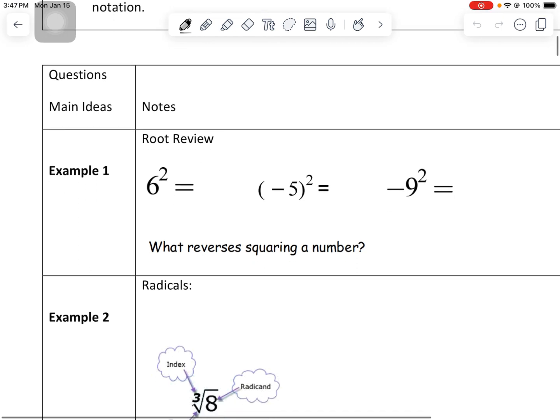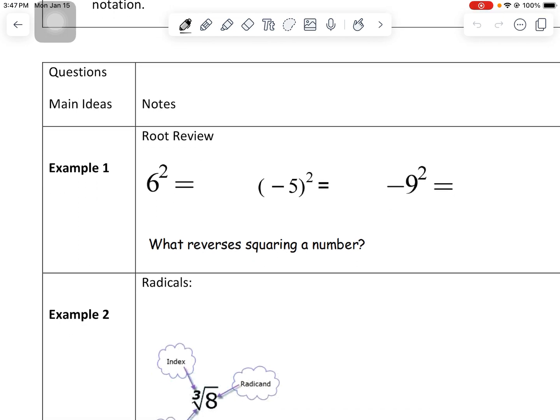So note we have 6 squared is equal to, we know that that's just 6 times 6, so we would get 36 for our answer. Now notice the difference here on these next two. We have a negative 5 in parentheses, and then we have negative 9 squared. So the difference is, when you have it in parentheses, the square is affecting everything inside of the parentheses. So this is actually the same as negative 5 times negative 5, or you can put them in their own parentheses. We know two negatives would make a positive, giving us 25.